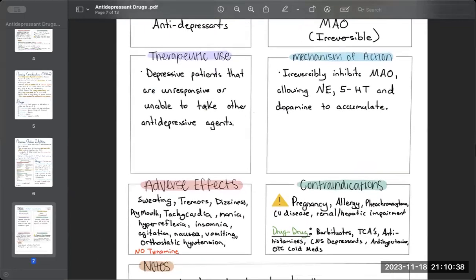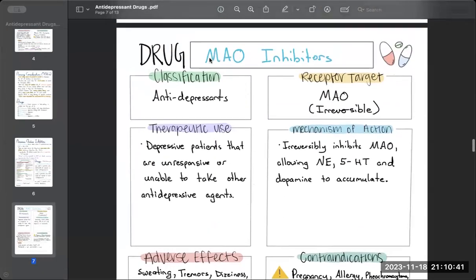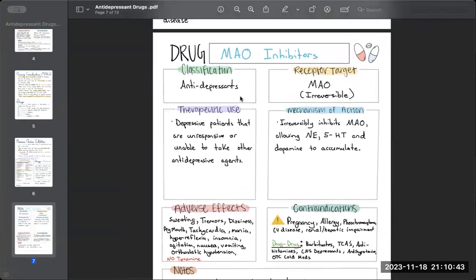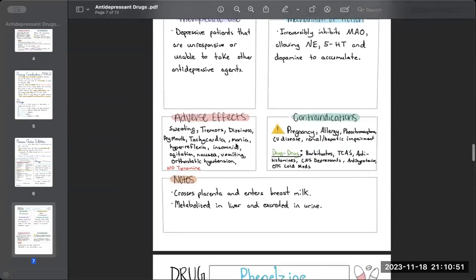Like I said, if they're unresponsive to other antidepressants, this is why we give MAOIs, or monoamine oxidase inhibitors. This is like a last resort drug. Okay, remember, no tyramine foods. They interact with pretty much every drug, so barbiturates, TCAs, antihistamines, CNS depressants, everything, okay? You can't even take these with over-the-counter cold medications. These also cause orthostatic hypotension, so we want to tell them to take it at night, things like that. It can cause insomnia, agitation, sweating, and tremors, okay?